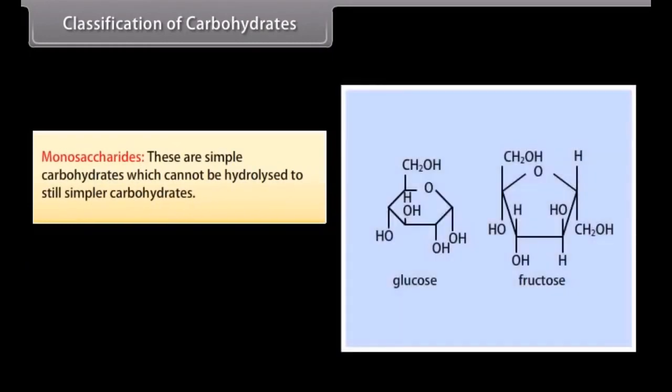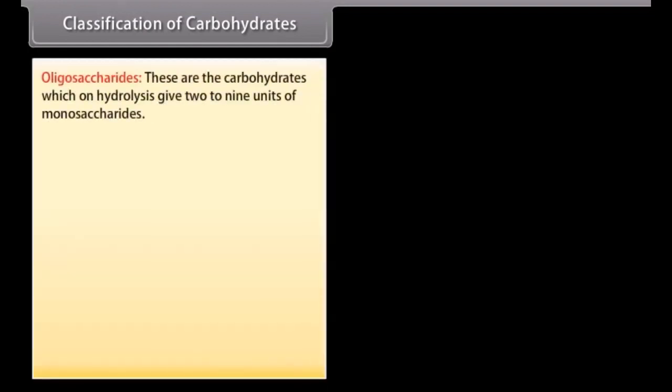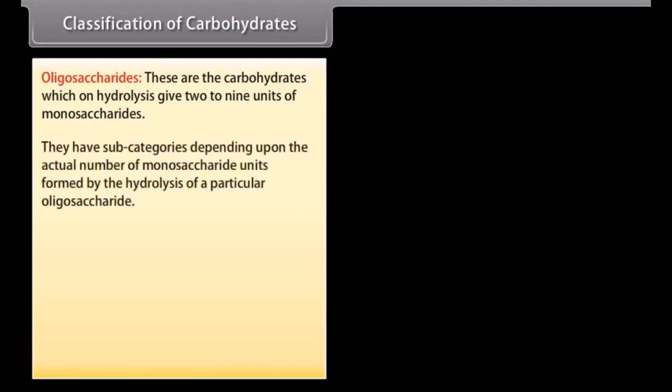Monosaccharides. These are simple carbohydrates which cannot be hydrolyzed to still simpler carbohydrates. For example, glucose and fructose. Oligosaccharides. These are the carbohydrates which on hydrolysis give 2 to 9 units of monosaccharides. They have subcategories depending upon the actual number of monosaccharide units formed by the hydrolysis of a particular oligosaccharide.